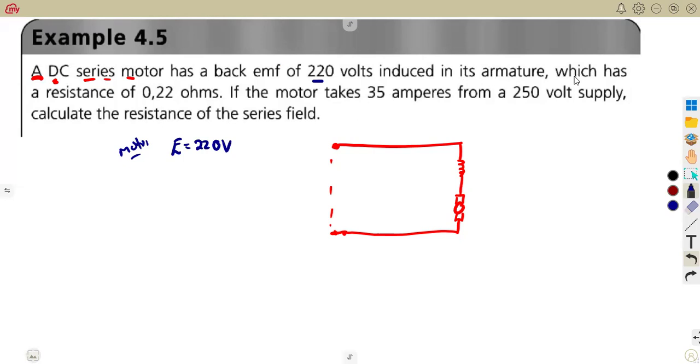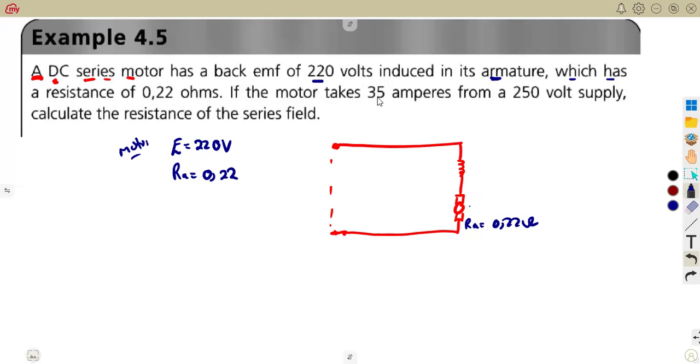Induced in its armature, which has a resistance of... So you're given the resistance of the armature circuit, of the armature only. We're given the resistance of the armature there, 0.22 ohm.